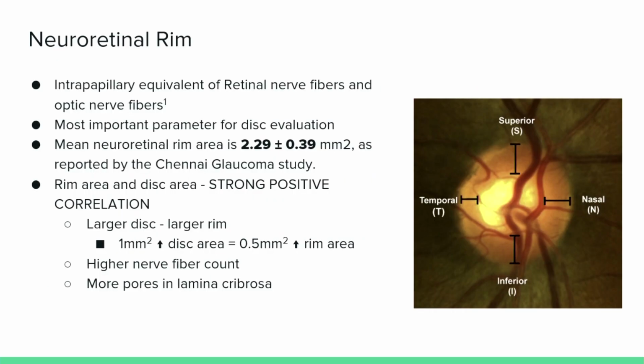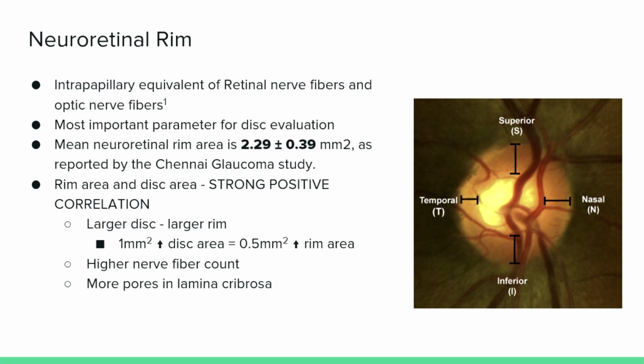Moving on to the neuroretinal rim. Neuroretinal rim is the intrapapillary equivalent of retinal nerve fibers and the optic nerve fibers. It is the most important parameter for disc evaluation. Mean neuroretinal rim area is 2.29 plus minus 0.3 millimeter square as reported by the Chennai glaucoma study. The rim area and disc area have a strong positive correlation. That means a larger disc has a larger rim, and every 1 millimeter square increase in disc area leads to 0.5 millimeter square increase in rim area. Larger discs have higher nerve fiber count and more portion of lamina cribrosa.